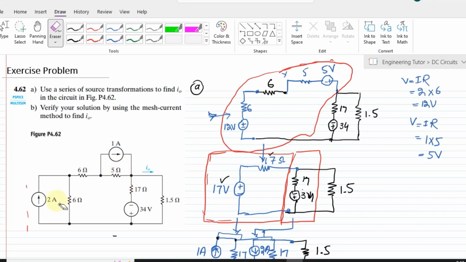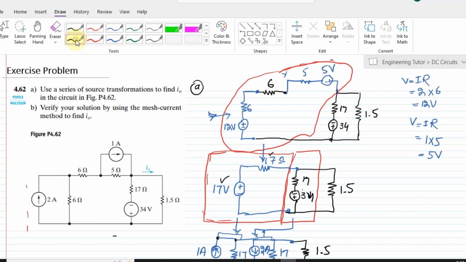So here we have two meshes in which the branch currents are given, therefore I will use the mesh current method here, because I think this technique will be feasible to find the output currents, and from it I can easily find the current here.